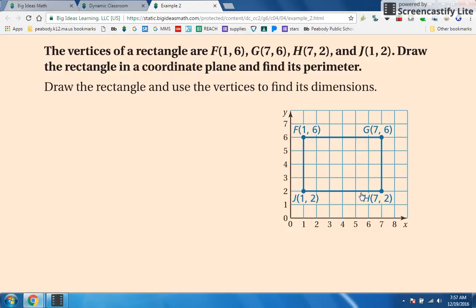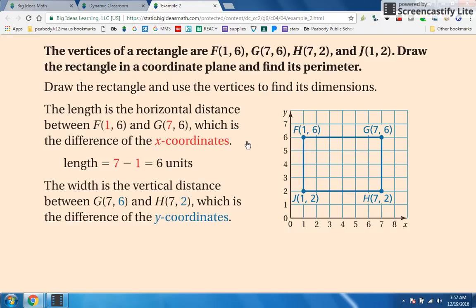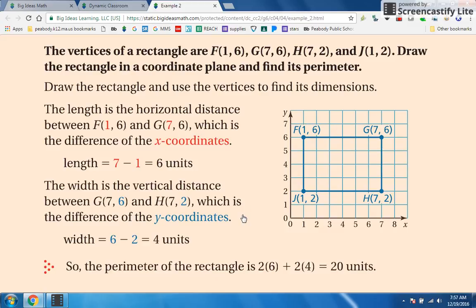If it's a rectangle, then the bottom is 6. Now we need to have the height. You can either count the squares, 1, 2, 3, 4, or you could subtract the y coordinates. That's the second coordinate. So 6 minus 2 also gives you 4. Once you do that, you're just going to add all of your distances. We have a 4, 4, a 6, and a 6. When you add that together, you get 20. So that would be how you would do that one. You have to find all of your measurements and then add them together.